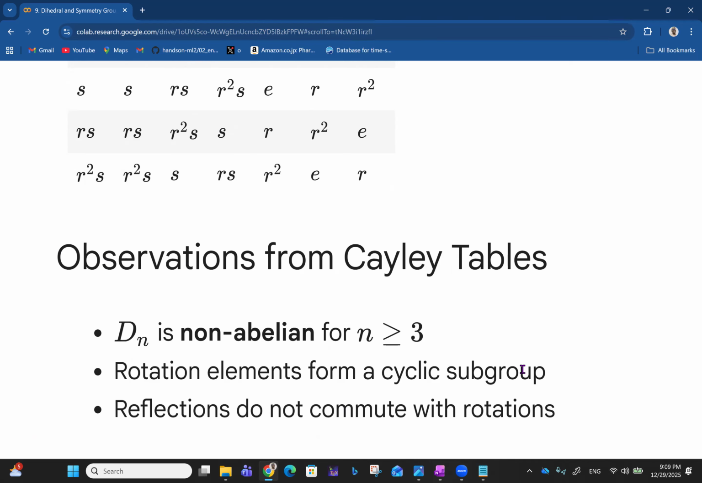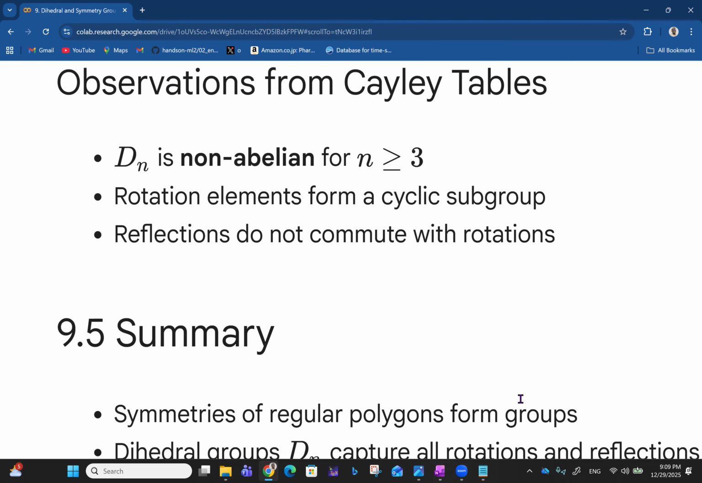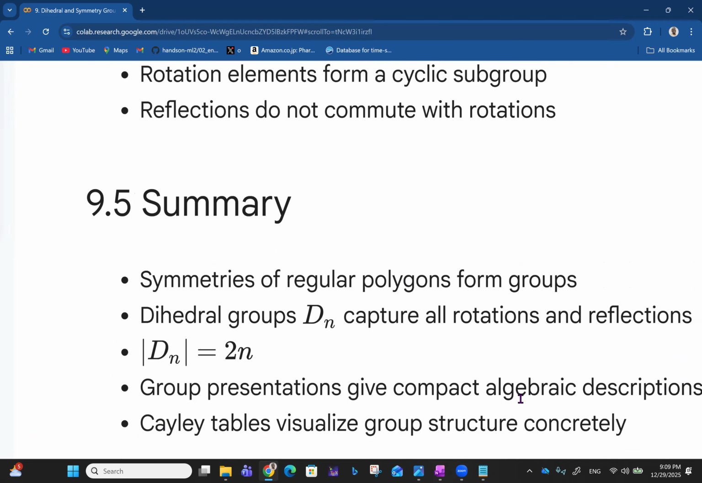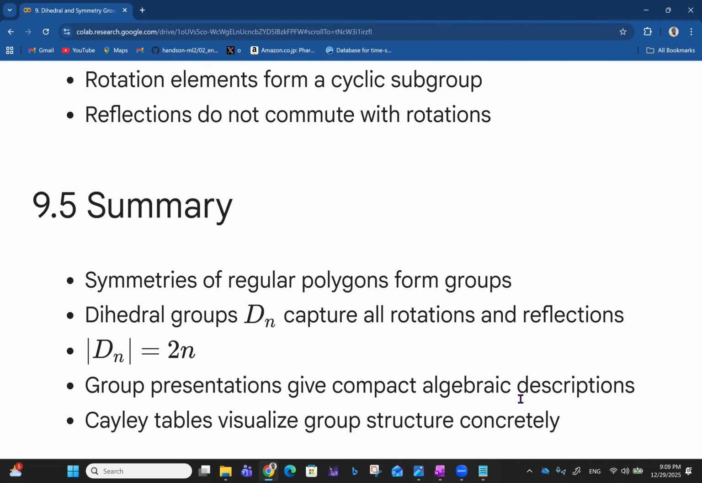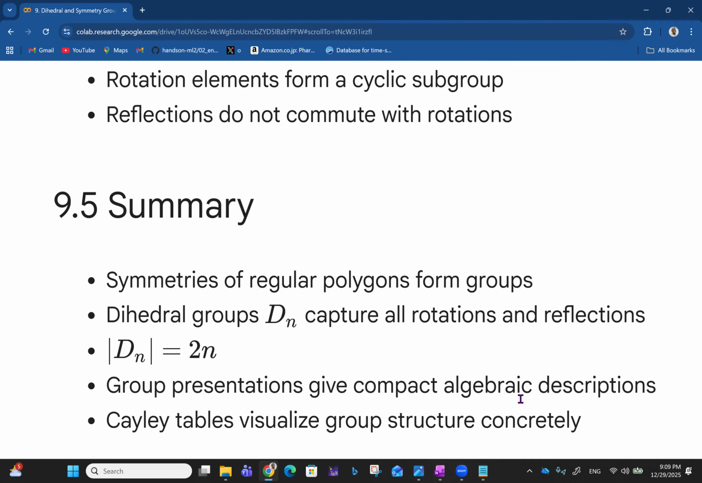Then rotation elements form a cyclic group. I know a cyclic group is generated by a single element. So rotational elements form a cyclic group. Then reflections do not commute with rotations. Okay? Reflections do not commute with rotations. So if you do rotation first and then reflection later, you don't get the same result as when you do reflection first and rotation later.